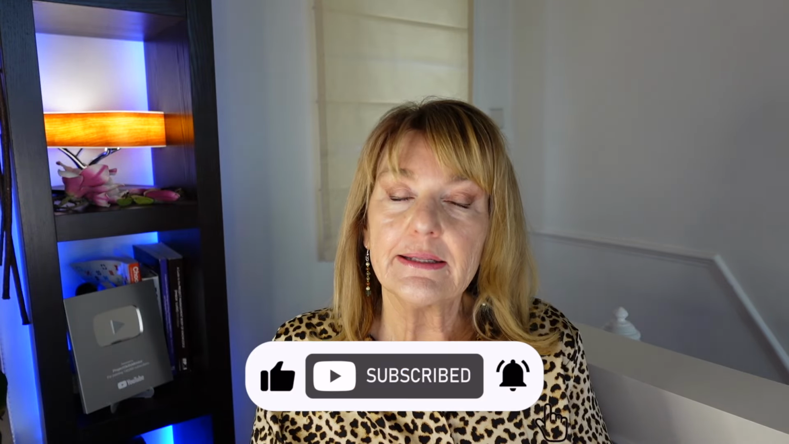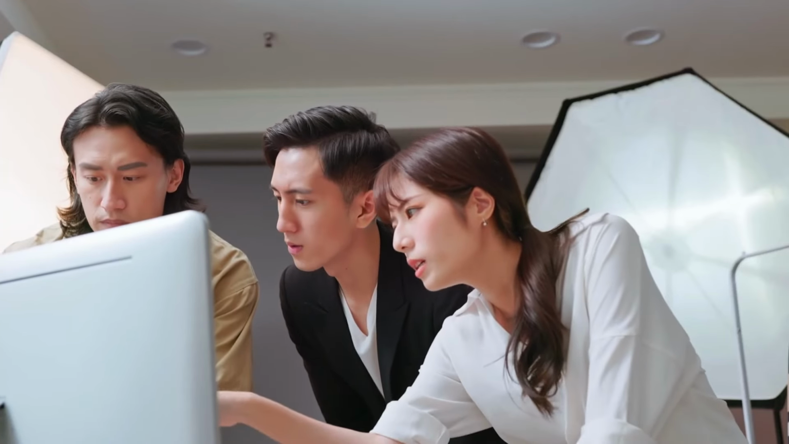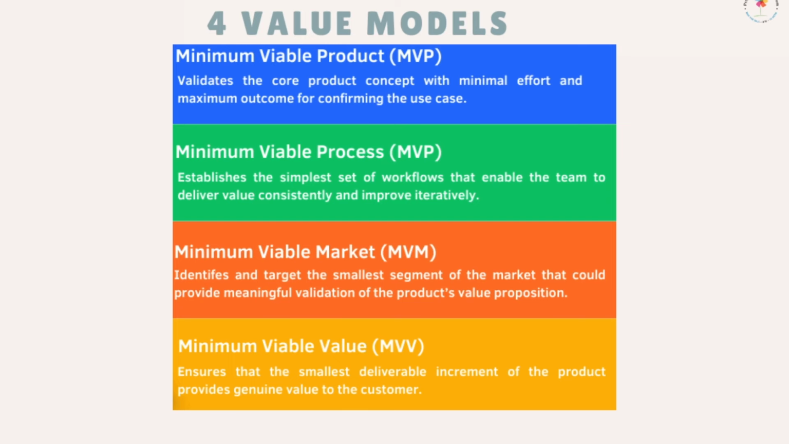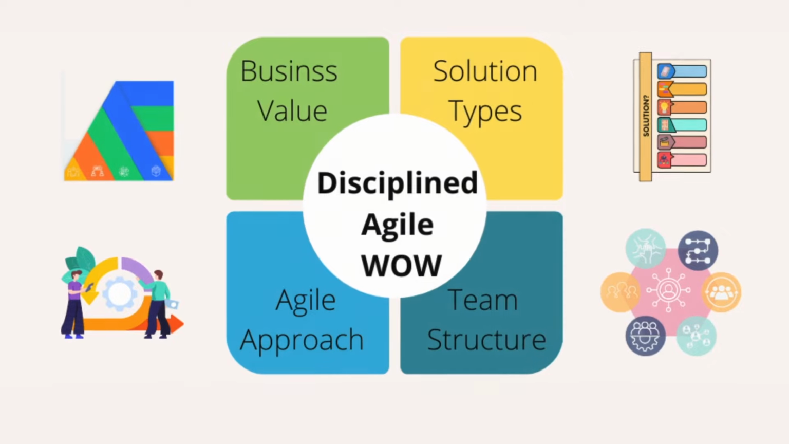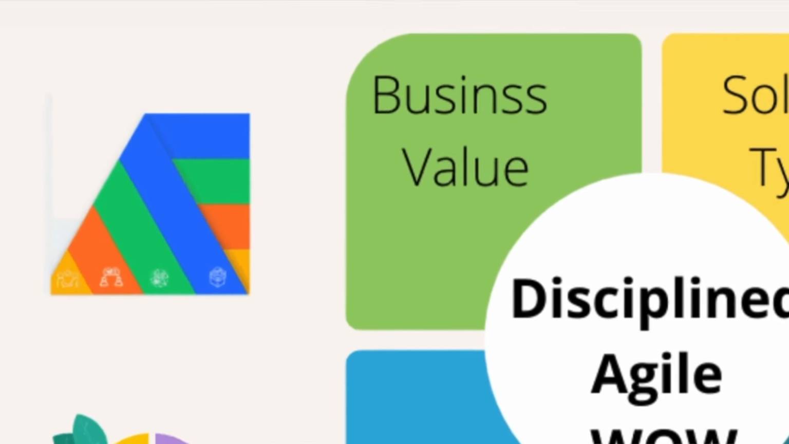So in this model, I'd like to show you the 4 types of meta-level business outcomes. Every project, every department, and every team should be clear about what value they're bringing to the organization. So let's take a look at these 4 models to determine which one might be right for your project.